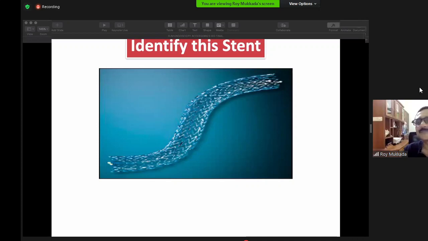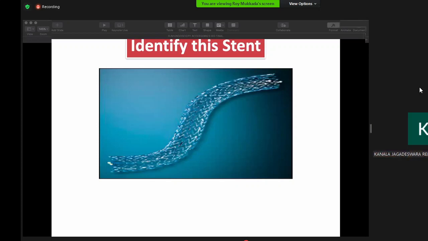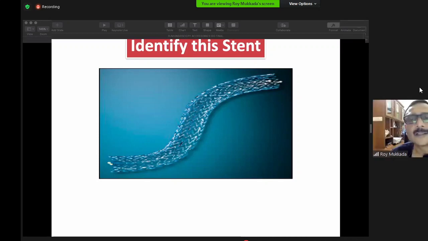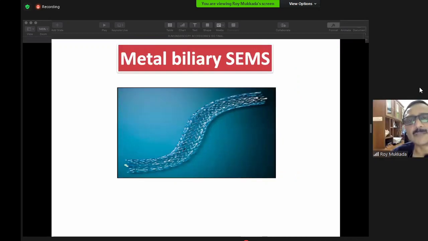Jagdish, are you there? Yes, sir, I'm here. Okay, fine. Identify. It's a non-covered self-expanding metallic stent, sir. Biliary stent. Yes, that is true. This is a metal biliary self-expanding stent.